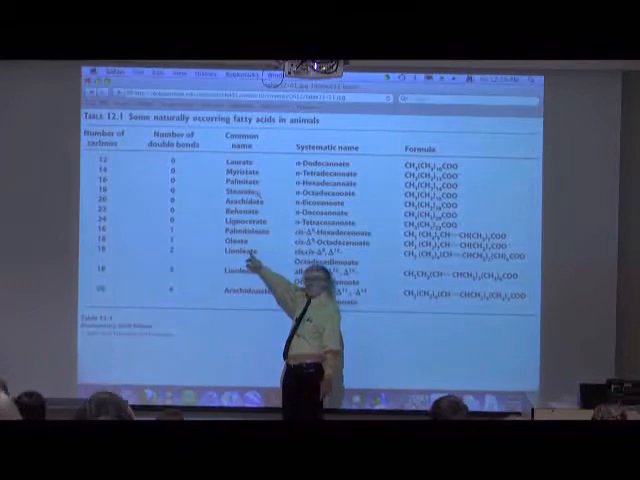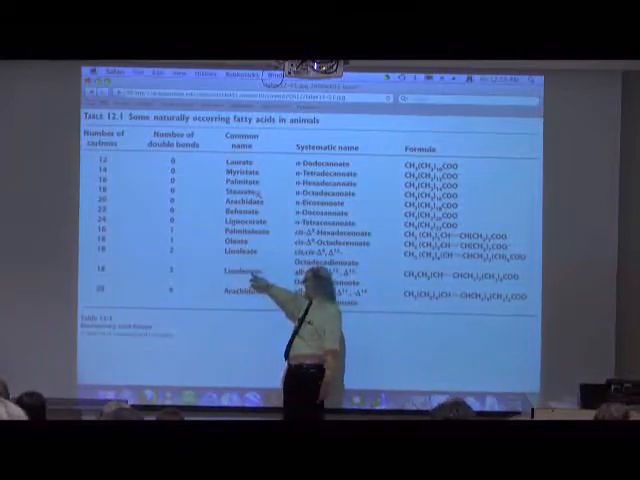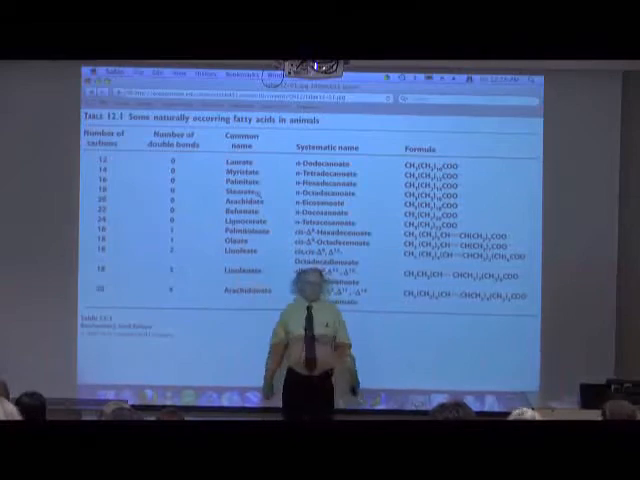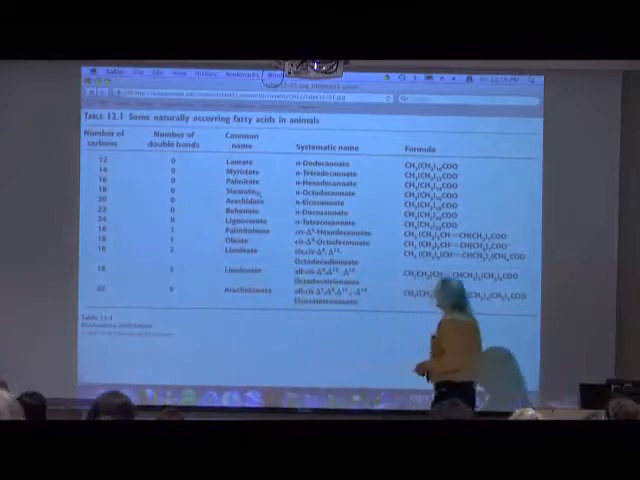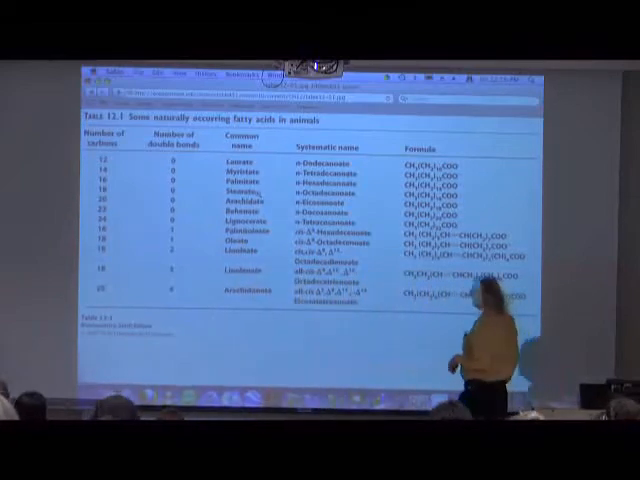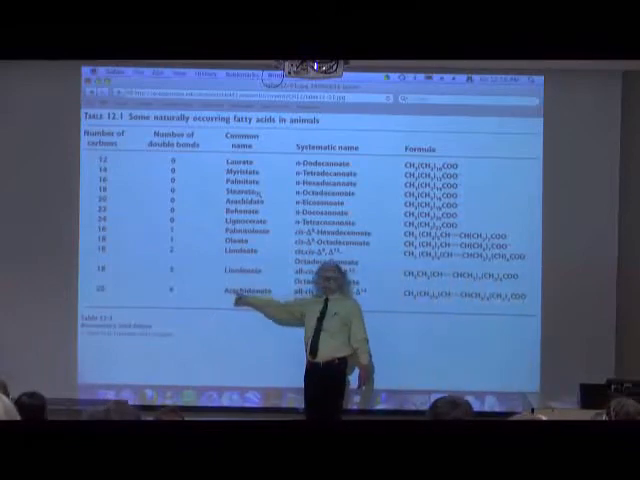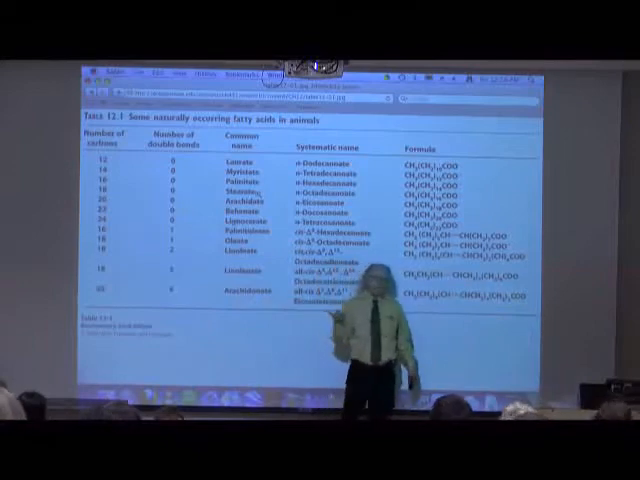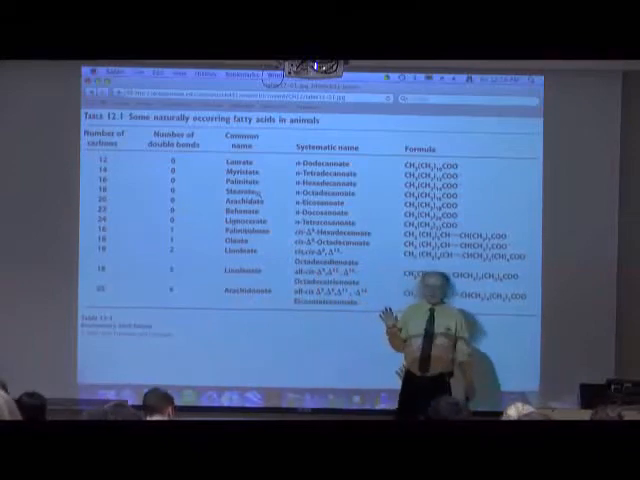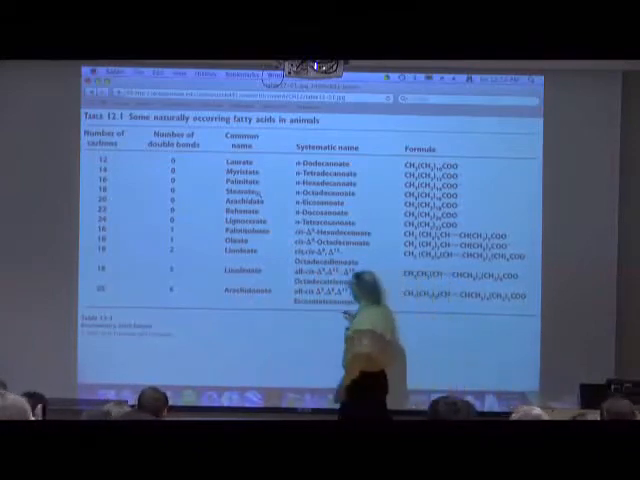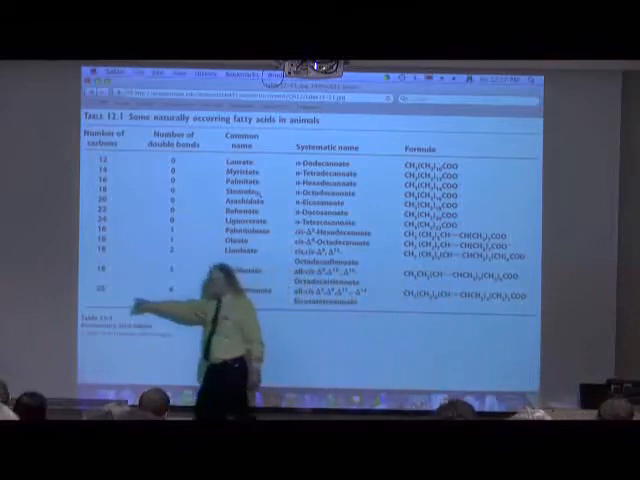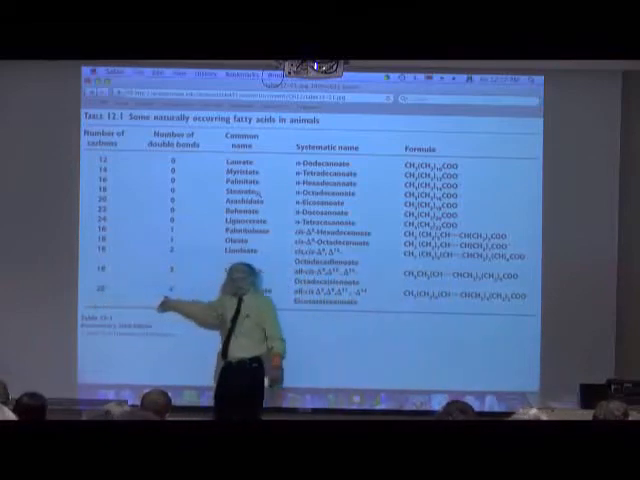Linoleate, 18 carbons, 2 double bonds. Linolenate or linolenic, same thing, 3 double bonds. All right? The last one here is interesting. It's called arachidonate, and we'll see arachidonate is a precursor of the class of molecules we refer to as prostaglandins. Okay? Arachidonate has 20 carbons, and it has 4 double bonds.